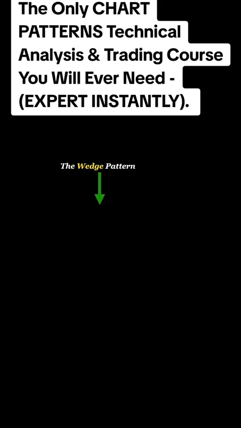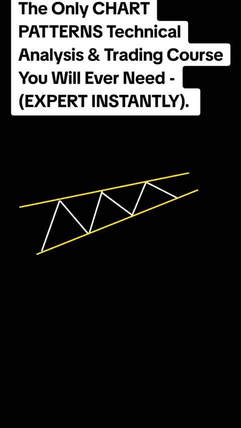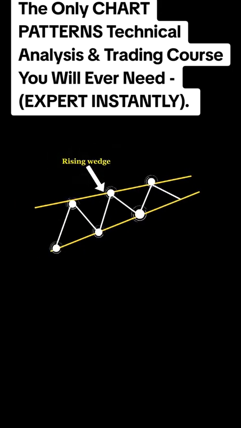There are two main types, the rising wedge and the falling wedge. And while they may look similar to channels at first glance, their converging nature makes them uniquely powerful reversal or continuation signals. Let's start with the rising wedge. The top side of the wedge connects a series of higher highs, forming a rising resistance trend line. The bottom side connects higher lows, creating a rising support trend line. But here's the key difference. The two trend lines are converging. They get closer together over time, showing that the bullish momentum is weakening.